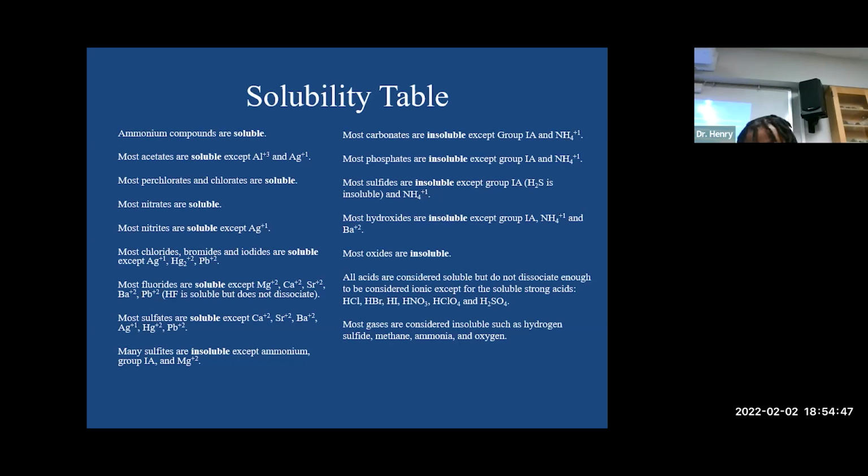Most oxides are going to be insoluble, and all acids are considered soluble because they dissociate enough to have the ions. Now, strong acids are going to be very soluble. Weak acids are going to still be soluble, but they're going to be a little less soluble. Does that make sense? So, let's see. Most gases are considered to be insoluble, such as hydrogen sulfide, methane, ammonia, and oxygen.